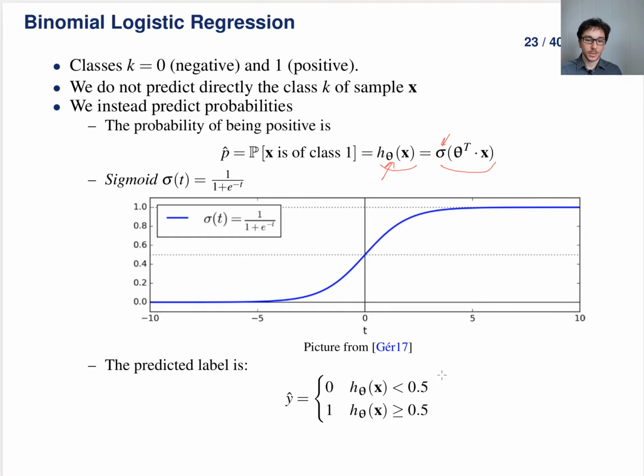And we established that if this function h is more than 0.5, so if we are in this region here, we say that we classify the sample as positive. So the predicted class is 1. Otherwise, the predicted class is 0.